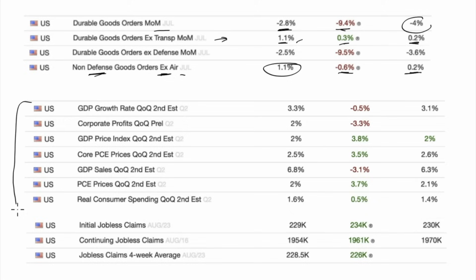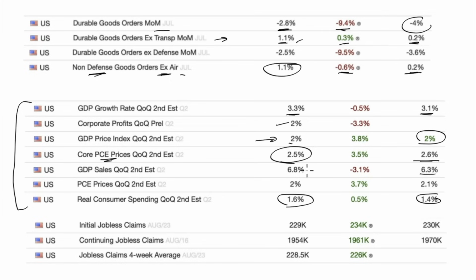GDP, not much change here, 3.3 up from 3.1. And that really is coming from real consumer spending, 1.6 up from 1.4. Everything else fell straight in line. Corporate profits, quarter over quarter, 2%. These are really interesting here, the price indexes. Look at the core PCE, 2.5. The expectation was 2.6. Headline, and this is what was within GDP, 2%. The expectation was 2%. Came in right in line.